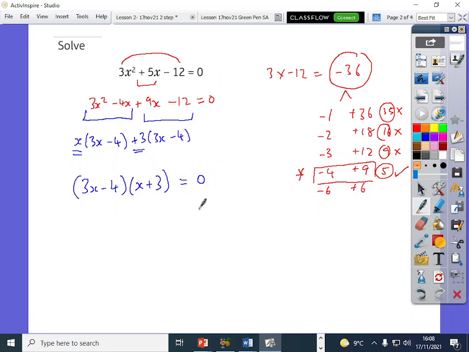Now we go on to solving it. This helps us to solve it because now we've got two linear factors, and here we can say 3x minus 4 is equal to 0, or this linear factor x plus 3 is equal to 0. This one's easily done: x can be minus 3. Or you can have this one where you do a bit more maths, take the minus 4 to the other side, it becomes a plus 4, and divide both by 3, so x equals 4 over 3. So there you go, those are the solutions to this.